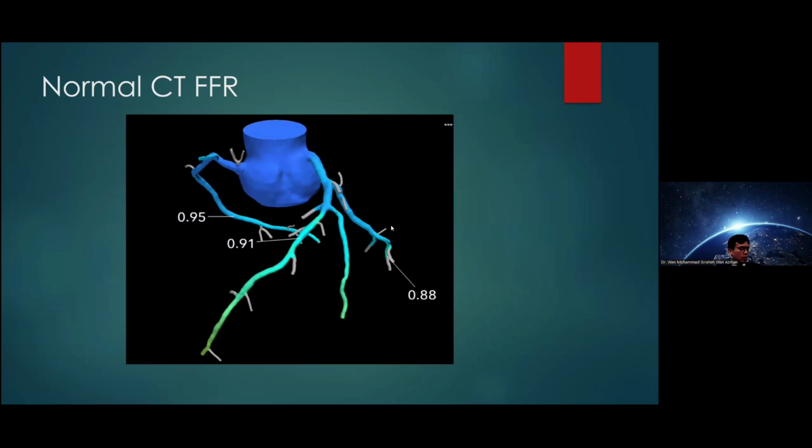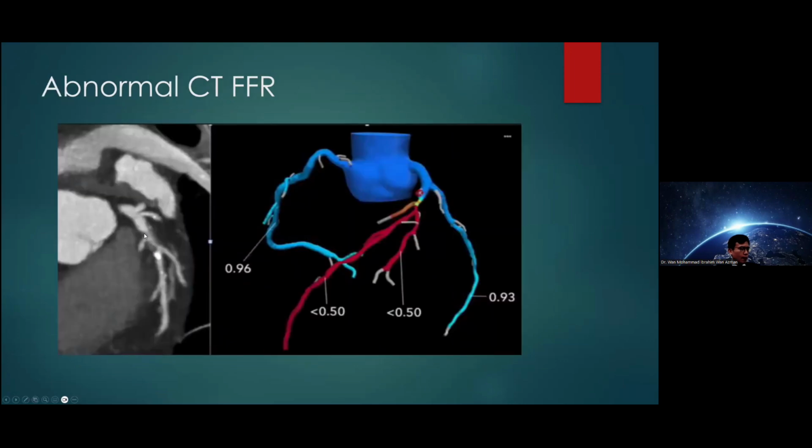This is an example of a normal CT FFR. This is an abnormal CT FFR. On CT, you can see mixed non-calcified and calcified plaques at the proximal LAD, and on CT FFR, it shows reduced flow distally. So this patient is actually indicated for revascularization or invasive coronary angiogram and stenting.